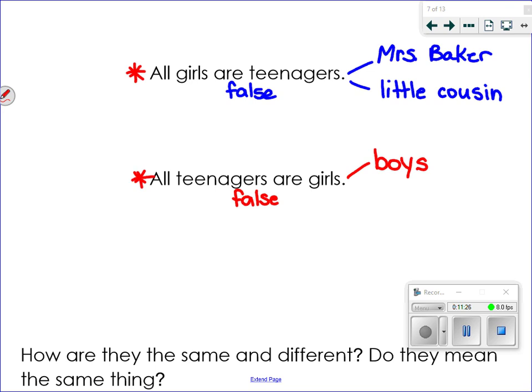All girls are teenagers. All teenagers are girls. These are reverses of each other. These are reverse statements, okay? We've just flipped the order of them. Sometimes you will find that a statement is true, but its reverse is false. Or sometimes you'll find that a statement is false, but its reverse is true. Okay? They don't mean the same thing though, do they?